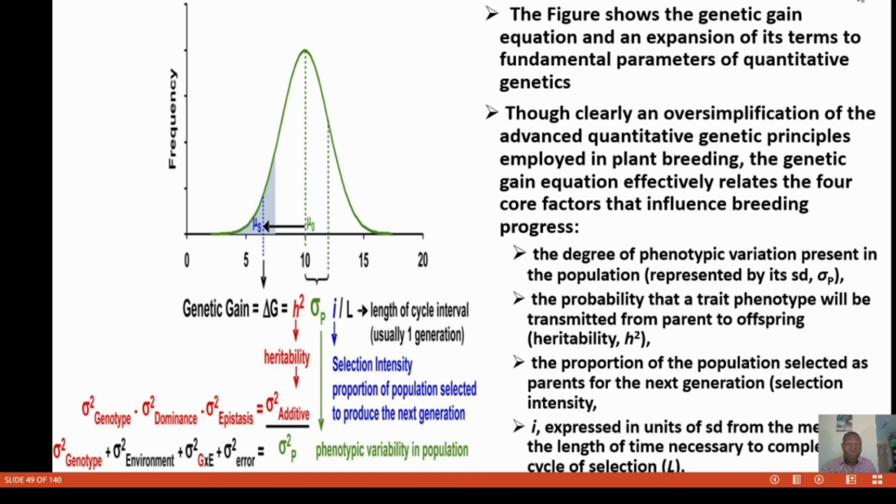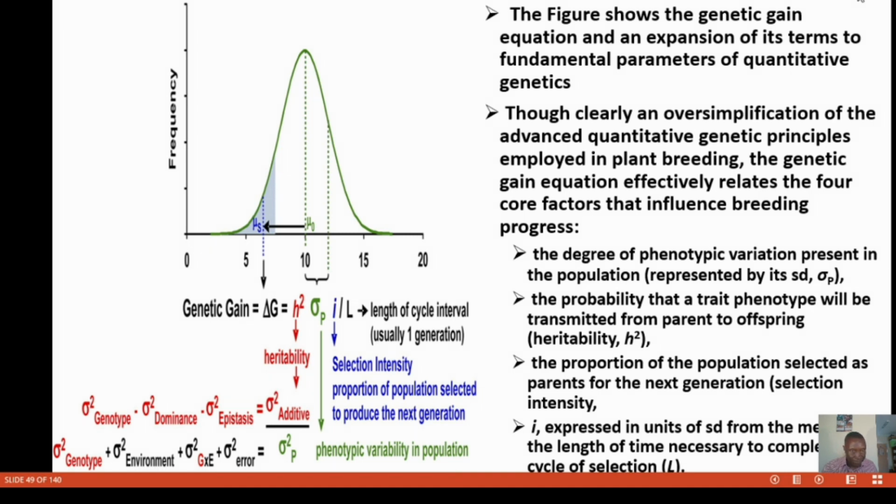The third core factor is the proportion of the population selected as parents for the next generation, that is to say, the selection intensity. That's an important factor in influencing the breeding progress, the proportion of the population selected as parents for the next generation.